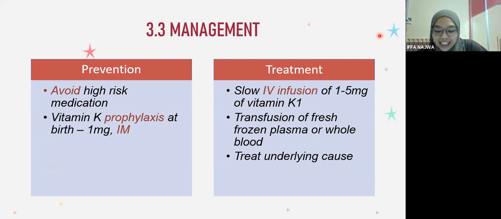True. And another thing in the FFP, other than the 2, 7, 9, 10, it also has protein C and also protein S. And then the last one, you have to treat the underlying cause. Thank you. I get half the prize.